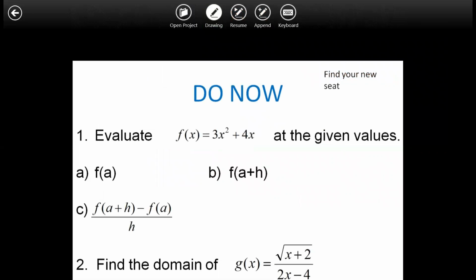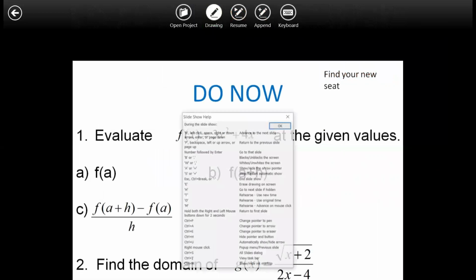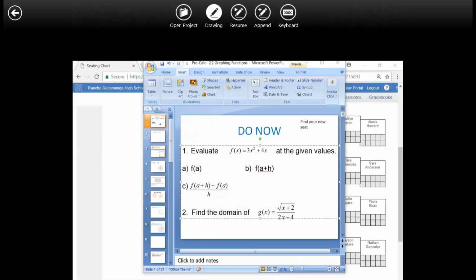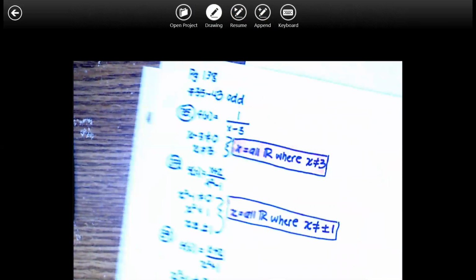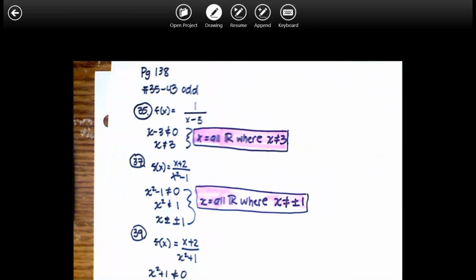Here's your answer key. Look at your first two there.